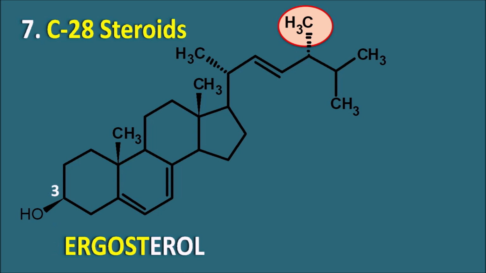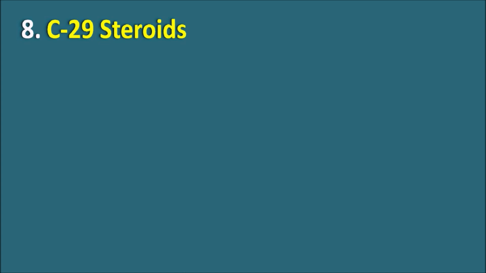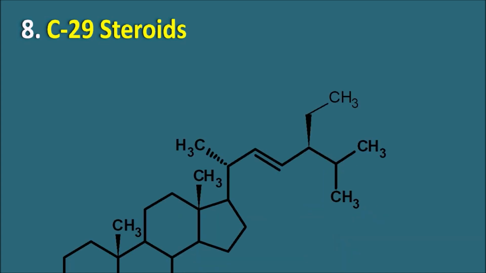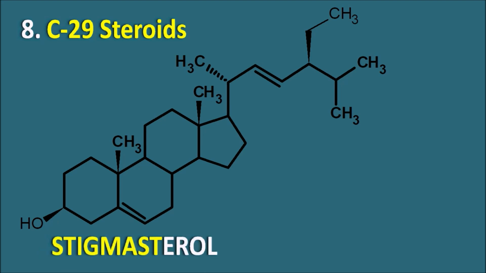At the third position, it has the OH group just like in cholesterol, and the fifth position has the double bond. But apart from this, it has another double bond at the 7th position as well as at the 22nd position. So ergosterol can be written as ergosta-5,7,22-triene-3-beta-ol. So that is ergosterol. Next one is the C29 steroids. In the plants, we can observe the C29 steroids. So this is stigmasterol.